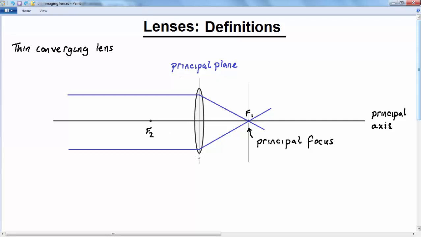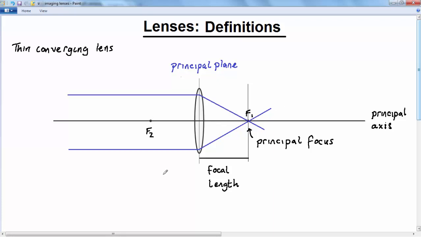Okay, so the distance from the principal plane through to the principal focus is known as the focal length of the lens. And the distance from the principal plane to the first principal focus f1 is exactly the same as the distance from the principal plane to the second principal focus f2. These distances are the same.